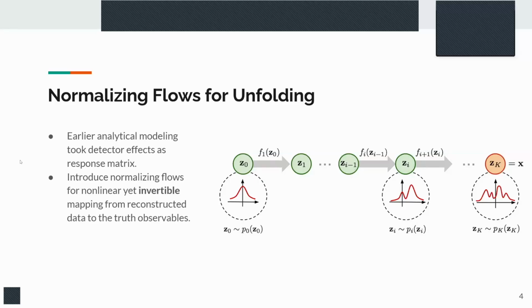And so, what is our approach? Our approach is to use normalizing flows. Earlier on, this problem was modeled by just a response matrix and a linear reweighting of your reconstructed features to get your truth. But we are introducing normalizing flows for a nonlinear yet invertible mapping from reconstructed data to the truth observables. Invertible will be very important. We can take a simple distribution that we sample from and apply successive transformations to get an arbitrarily complex distribution.